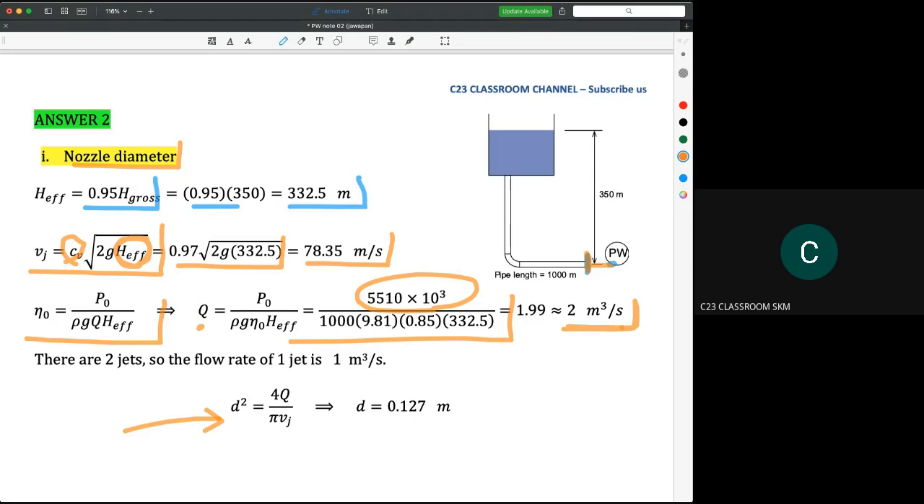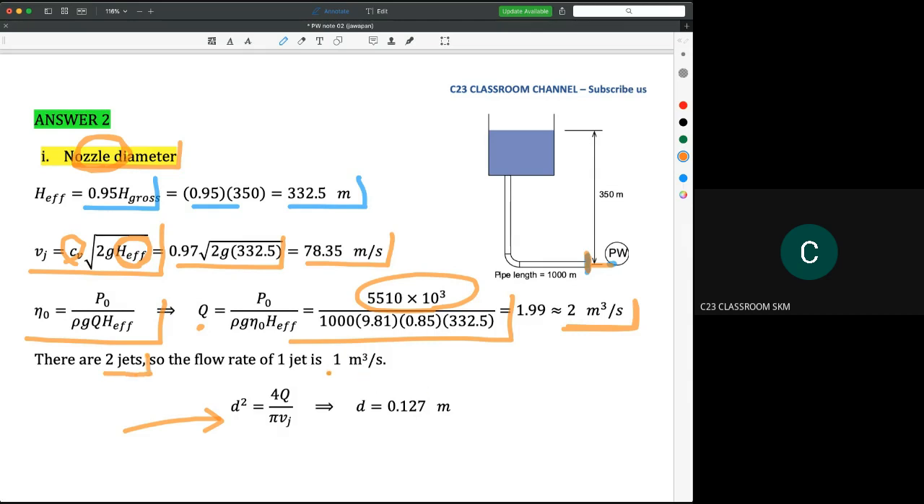So this flow rate is actually for the main pipe. And then we are now calculating the nozzle diameter. Nozzle diameter means after the main pipe split into two. So the nozzle diameter means at the end of each pipe. Because we have two jets here, we divide into two.